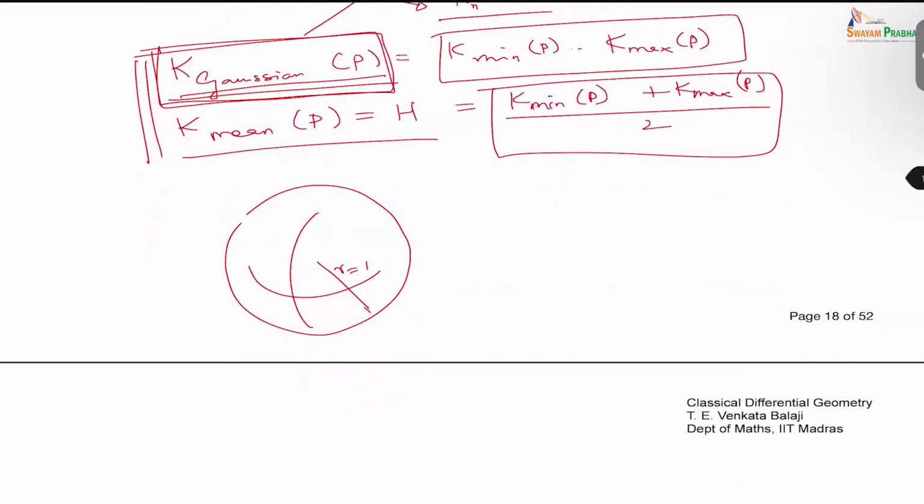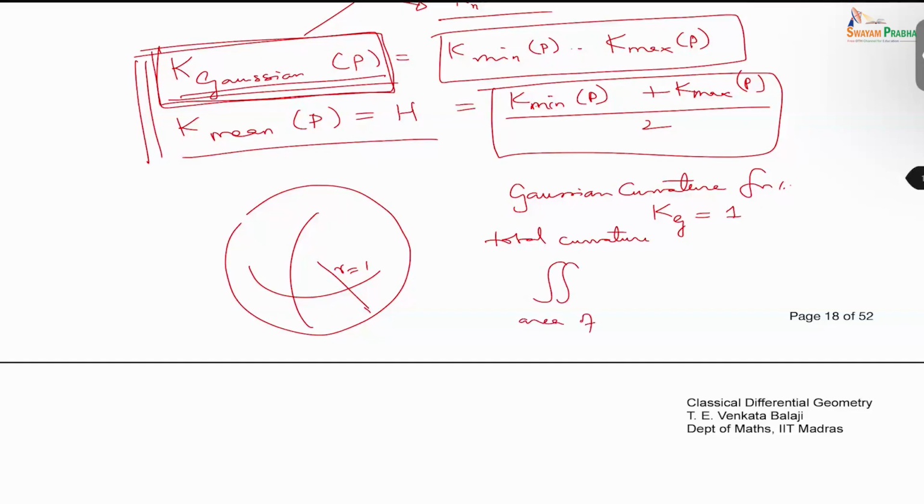So let me say total curvature. Gaussian curvature function k g is equal to 1. Total curvature is the integral over the area of the region, or the sphere's surface, of kg, and this is going to be the integral over the sphere surface. And of course, when you write the integral, I have to write dA.